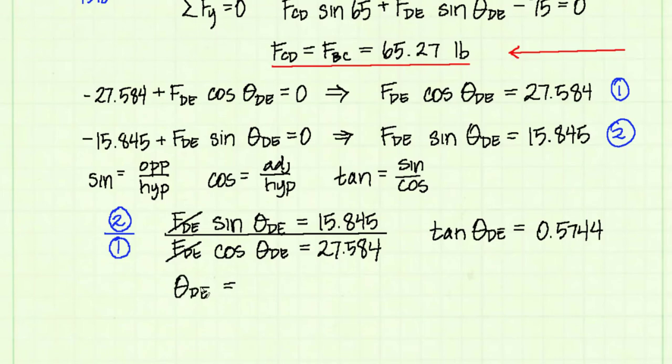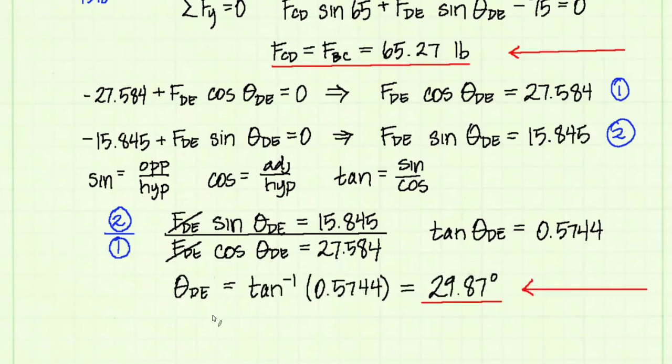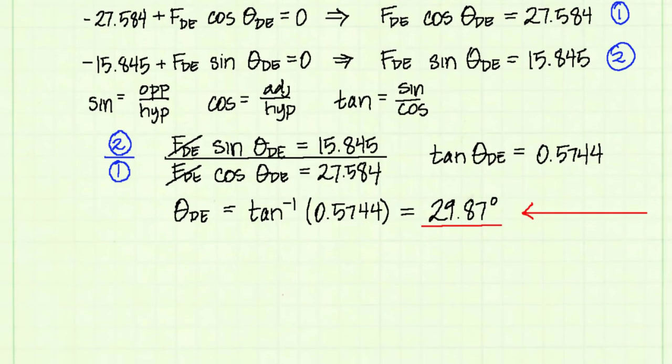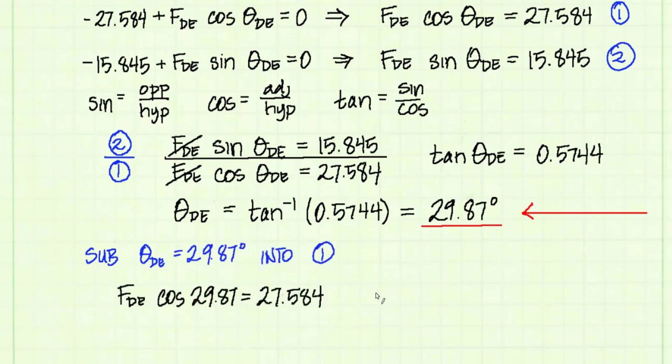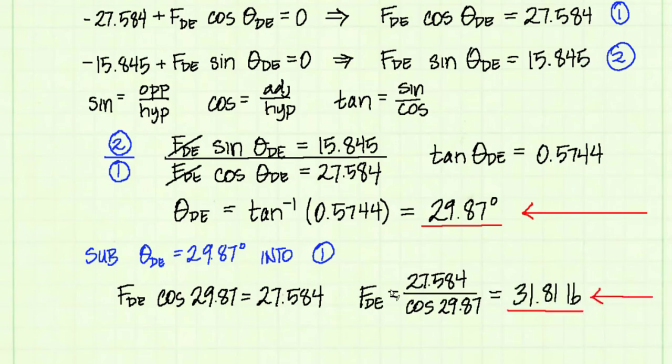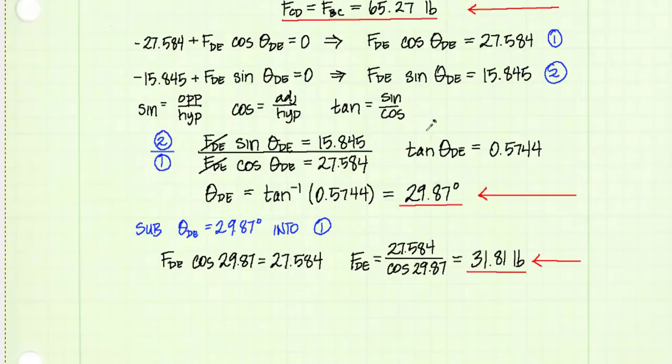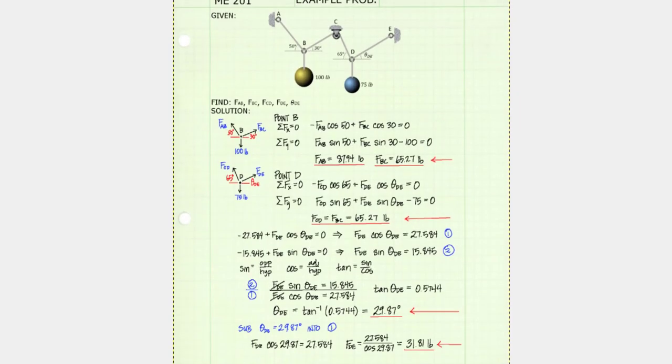equals 0.5744. Solving for theta DE equal to the arctangent of 0.5744, I get 29.87 degrees. Now I'll just substitute the answer for theta DE into either of my equations 1 or 2 to solve for FDE. I'll use equation 1. And now I find my final unknown. And we're done.